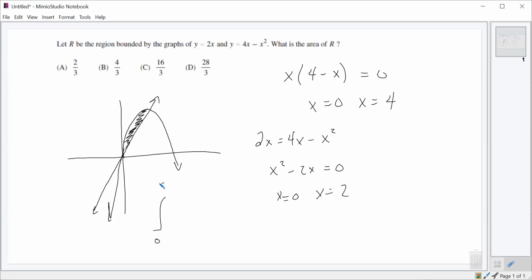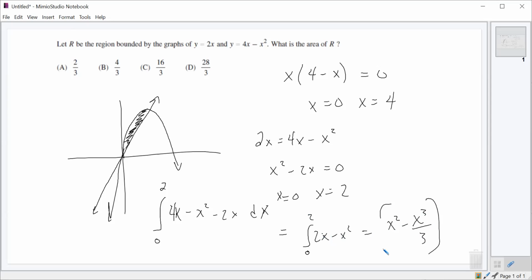So we'll integrate from 0 to 2 the upper function, which is the parabolic one, 4x minus x squared, and then minus the linear function 2x. So this is the integral from 0 to 2 of 2x minus x squared, which is x squared minus x cubed over 3, from 0 to 2.